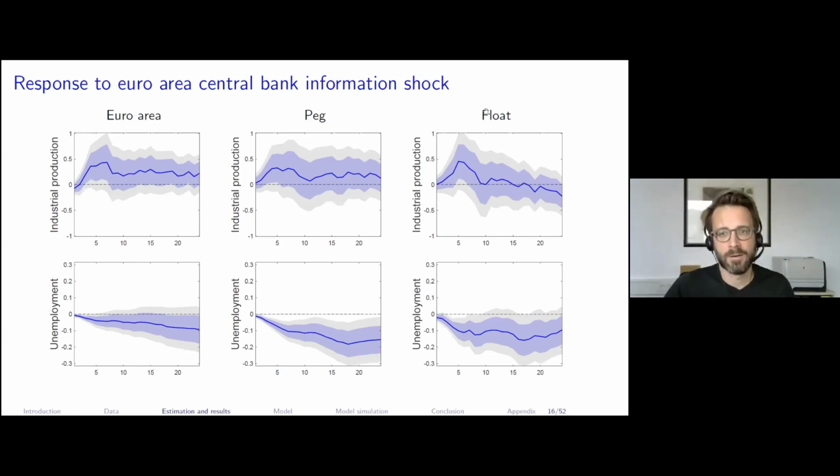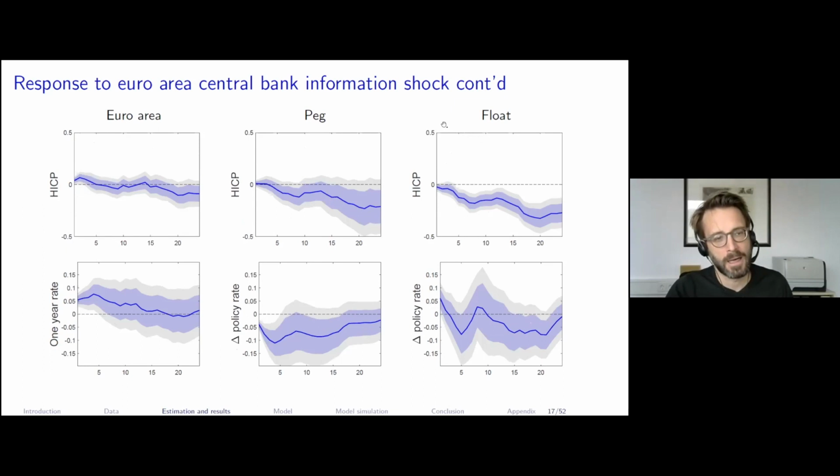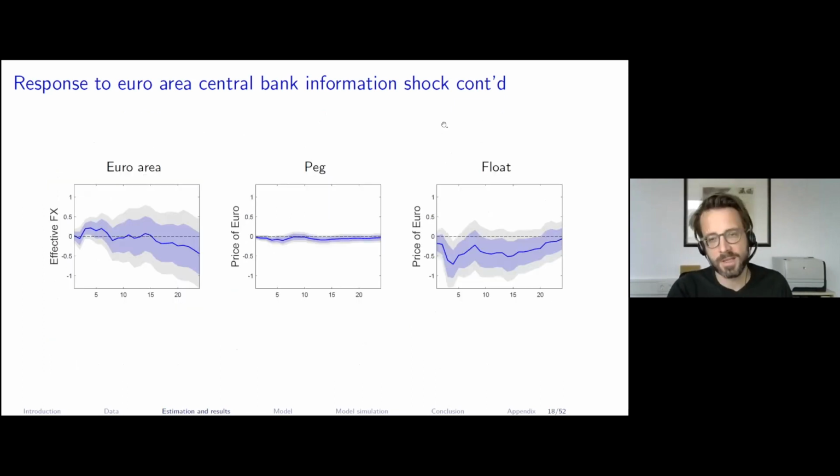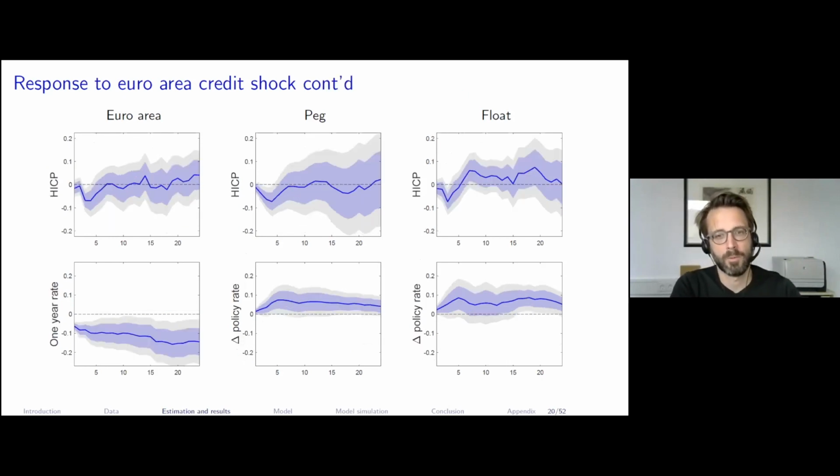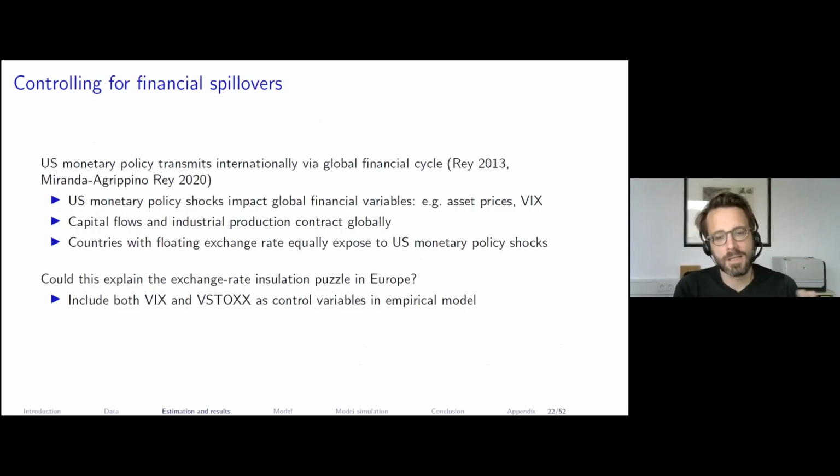Here are again the other variables like CEPR and interest rate differentials. Here's the exchange rate. In the interest of time, I'll be brief here. And I turn to the last shock, which is the credit shock. Okay, and here again, similar picture, sizable spillovers. And I guess it's still fair to say that under the float, you don't have much insulation, although the effect is here a little bit less clear than what we had before.